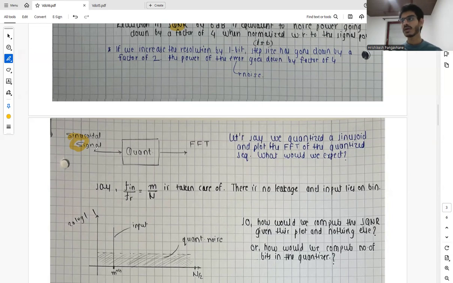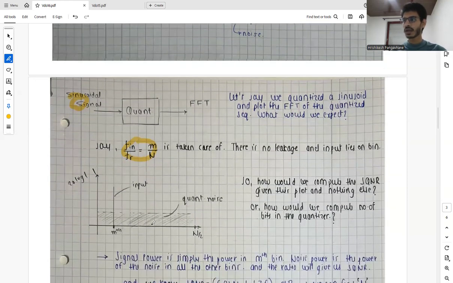We have seen the FFTs. We have also talked about the FFT leakage. If you remember, we have this relation. So Fin by Fs should satisfy this condition if we want no FFT leakage. So let's say this condition is taken care of and there is no leakage and the input lies on the bin itself. Then what would we expect in the FFT of the quantized sequence?